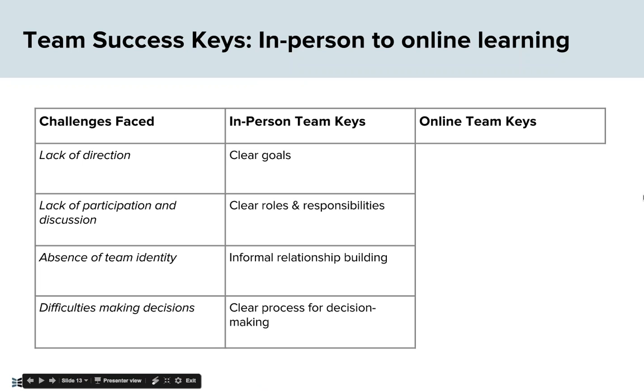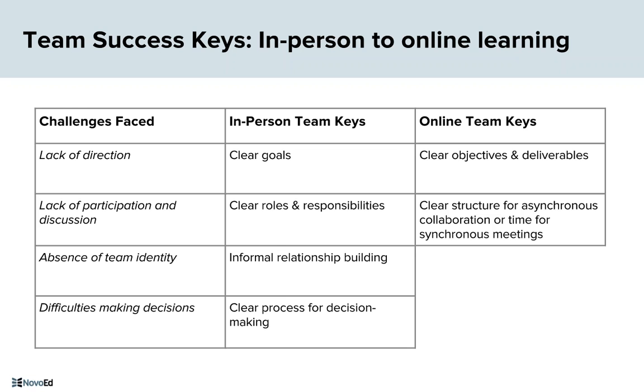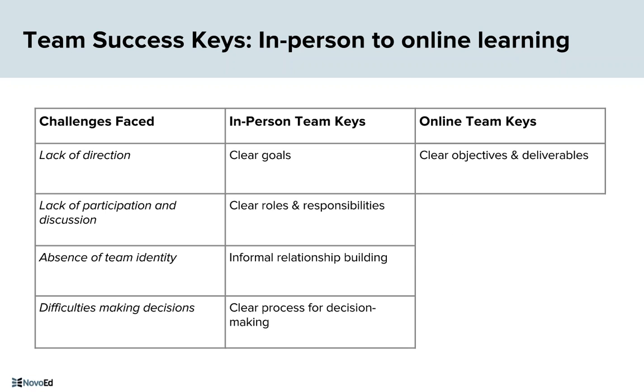So here are some of the challenges that teams often face. Once again, lack of direction, right? One way to make sure you prevent this is you just have clear goals. Now, when we're thinking about it from an online team perspective, you need to think about not only the goals, but the deliverables. What are teams expected to do, and how are they going to demonstrate that they've done that? In-person teams, you can be a little bit more lax because teams are going to be meeting. With online teams, you want to be extra clear and transparent about what is expected of teams, and that will help prevent any lack of direction.